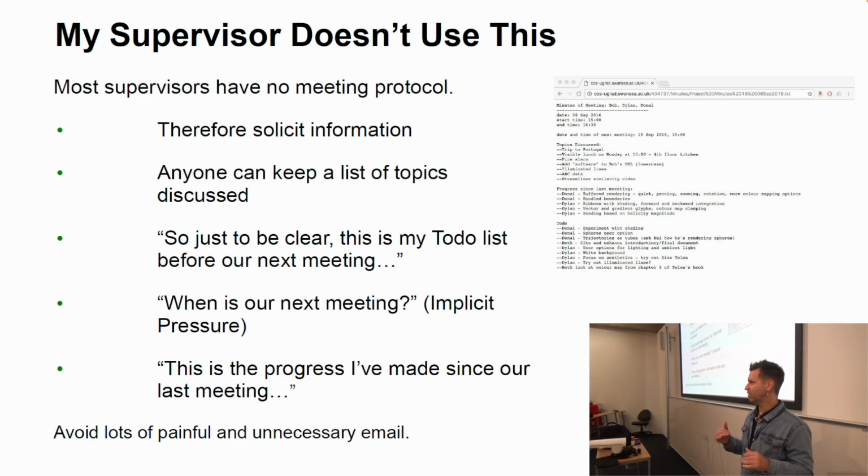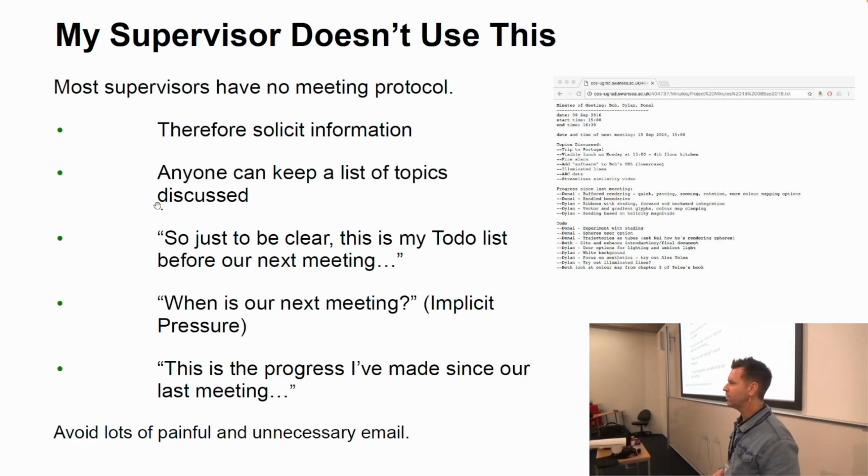You can ask your manager or your supervisor, when is the date and time of our next meeting? You can ask that and write it down. If you do, your manager or your supervisor will be like, oh my gosh, who is this student? Like, this is amazing. They're going to be very impressed. You can keep a list of all the topics that you discussed during the meeting. Right? A manager and a supervisor typically don't do that.